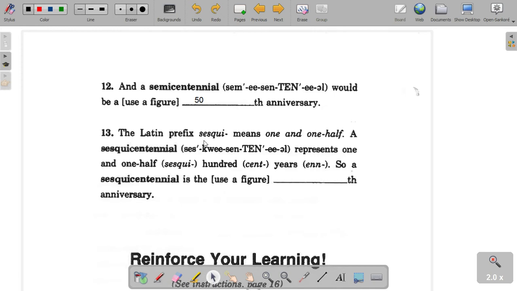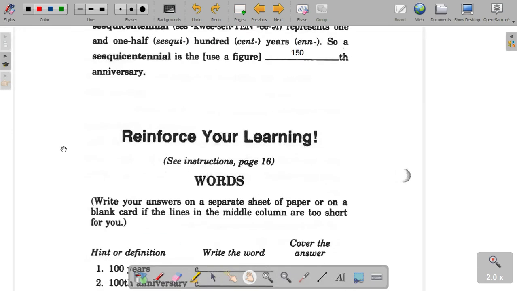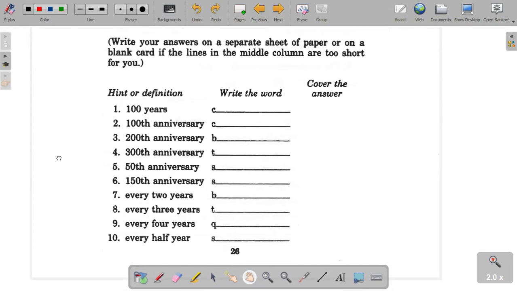Just kidding. Okay. Actually, here's another kind of confusing one. The prefix sesqui, S-E-S-Q-U-I, means 1.5. So a sesquicentennial represents 1.5 or 150 years, basically. So a sesquicentennial is the 150th anniversary, which people celebrate. There was a company that just had its sesquicentennial anniversary, and I don't remember what it was. It wasn't Coca-Cola, but it was something like that that just had their 150th anniversary, which is pretty crazy.